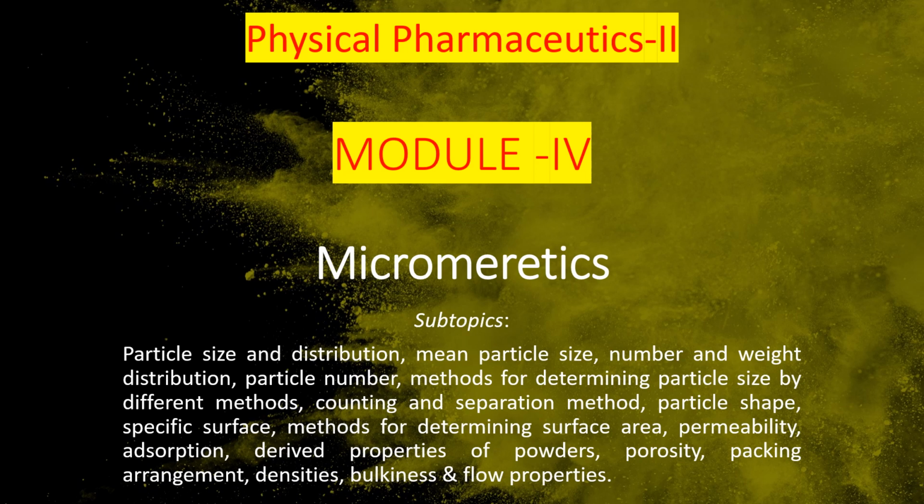Regarding the different types of densities, not only the density type, but also you must be aware of the different indices of the flow properties like Hausner's ratio, compressibility ratio, the compressibility index, angle of repose, what are their values, and which type of flow will be offered by that particular powder. So that way you may go through it. This is your strategy for module number 4.